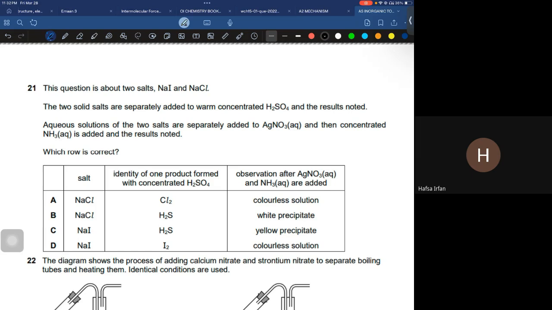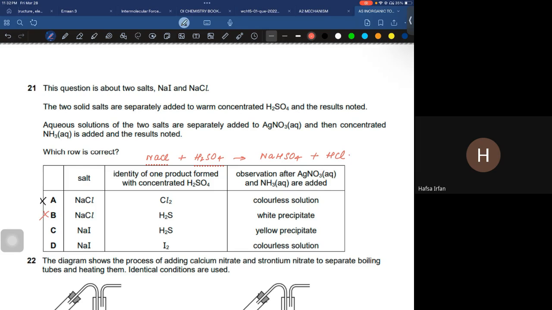Option A says sodium chloride is the salt, identity of one product formed with concentrated H2SO4. देखो NaCl का concentrated sulfuric acid से क्या reaction था? NaHSO4 and HCl. They are saying one of the products formed is Cl2. No, it's incorrect. So before going to do this question, you must know the group 7 reactions. If you remember, halogens में we did this. Option B, NaCl: no, H2S भी नहीं बनता. Option B is also incorrect.